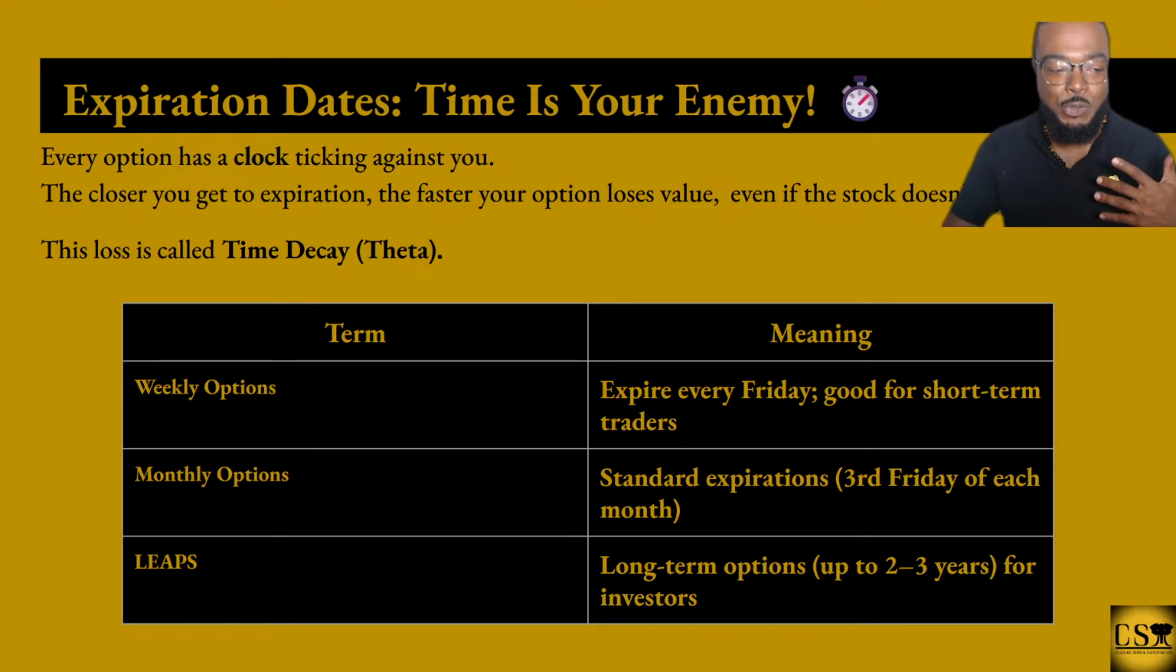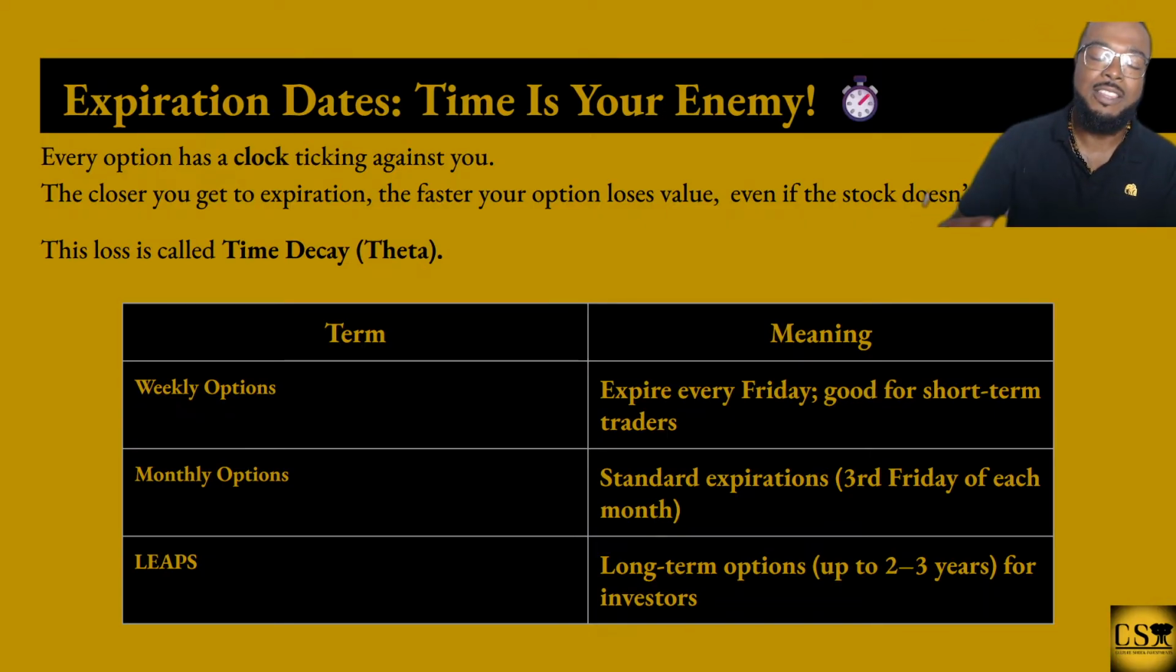So I like to do sometimes monthly contracts, which would be contracts that expire the third Friday of each month. And those are good if you're going to be swinging contracts from month to month on a stock. And like I said, it gives you time for that price to move up and down for you. It gives you a good 30-day period before your contract starts to get ready to expire worthless.